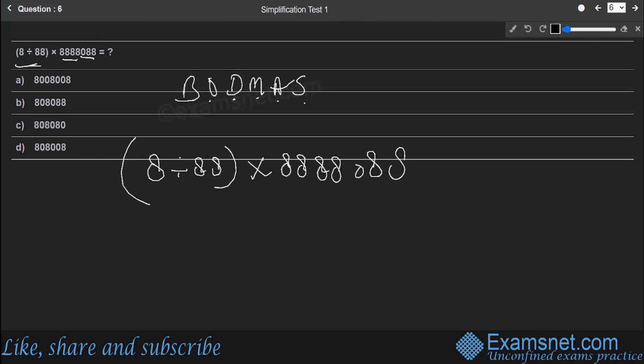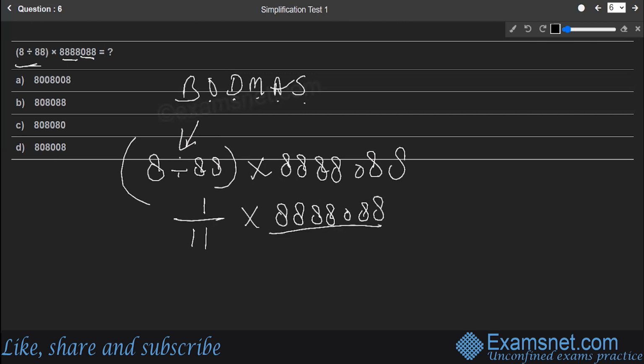So clearly we'll have to solve the bracket first. For opening the bracket, we'll solve the inner expression, which is 8 divided by 88. So 8 divided by 88 is nothing but 1 by 11. Then we have this big number 88088, so this is what we are supposed to solve.